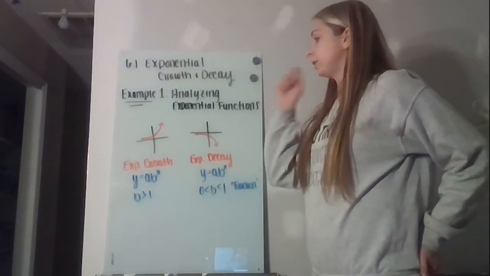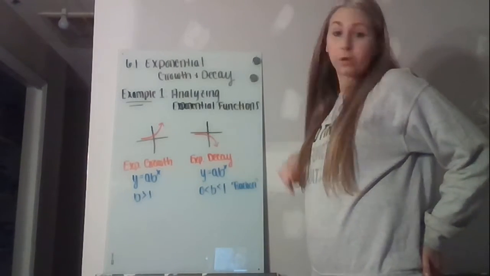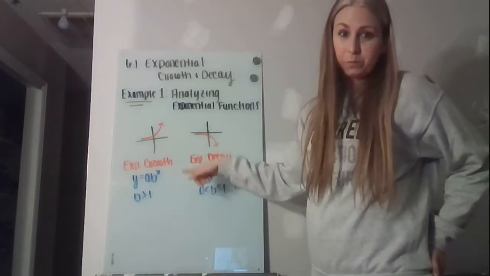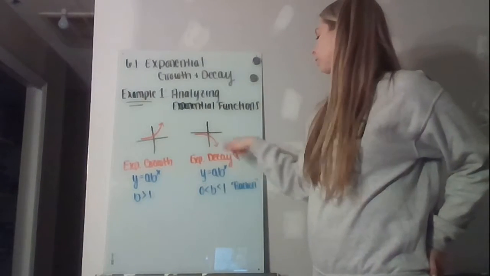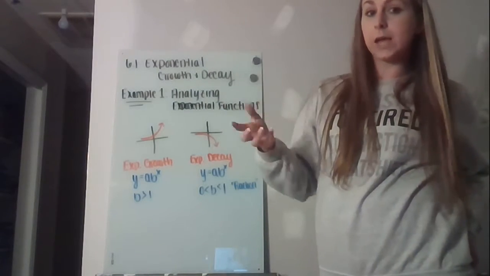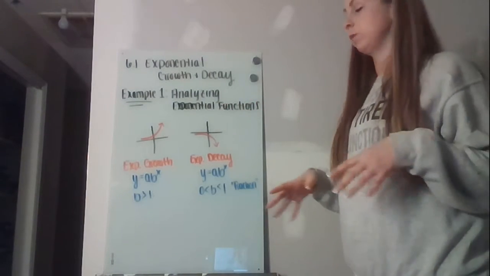So I have two graphs here. I have one where the graph is going up and one where the graph is going down. Hopefully, as you can see, the graph going up would be exponential growth and the graph going down would be exponential decay. So growth, something gets larger, decay, it whittles down, smaller.